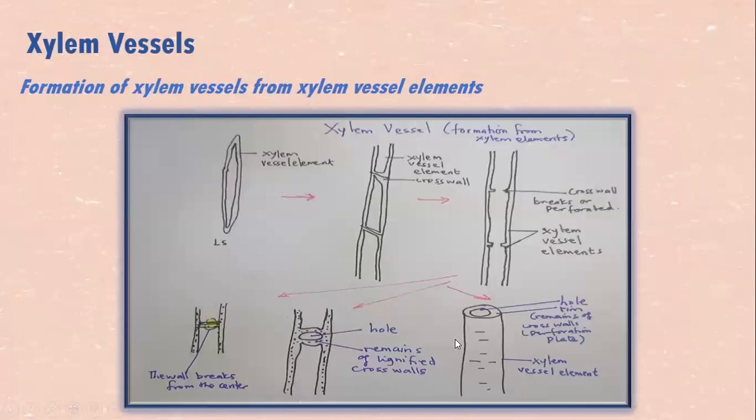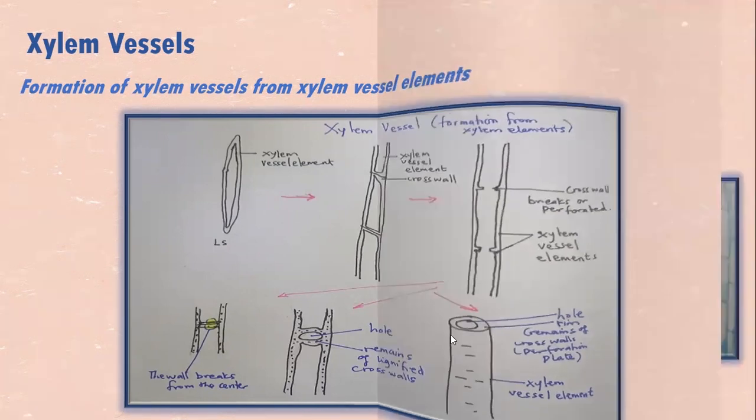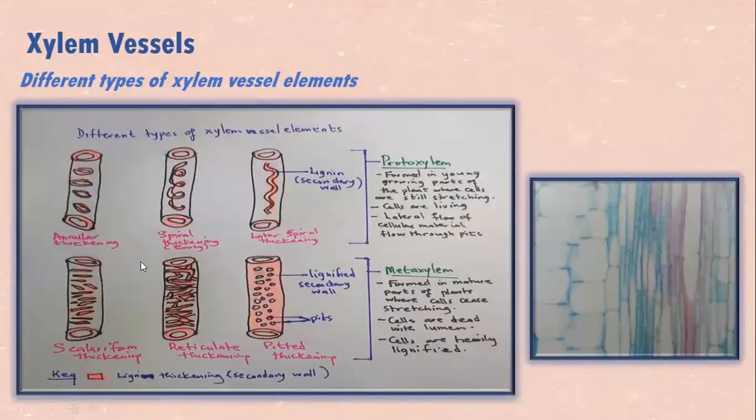Now, this is a xylem vessel. This is the hole through which the water goes. Here is the wall. And the walls, as we have said, the lignin is laid down in various fashions: concentric rings, annular thickening, spiral thickening at the beginning, and later spiral thickening is like this.